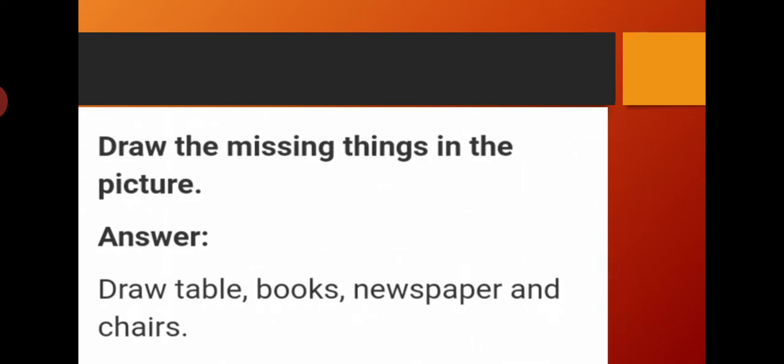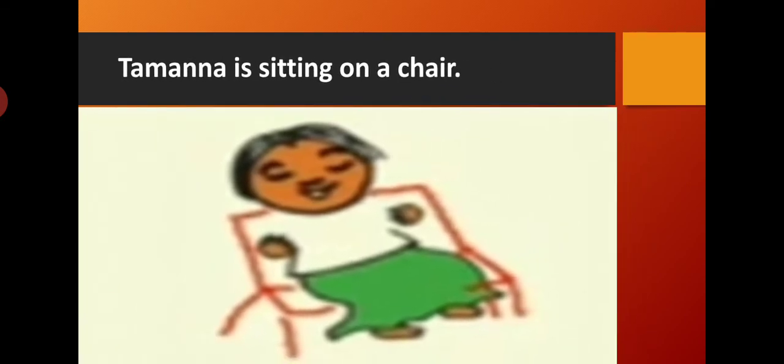So the first question is: Tamanna is sitting on the chair. First you have to draw a chair where Tamanna is sitting. You have to draw a chair for Tamanna. You can draw it by your own imagination. If you are having any doubt, you can see in the slide. So you can draw it in this way. Do this exercise in your book itself.